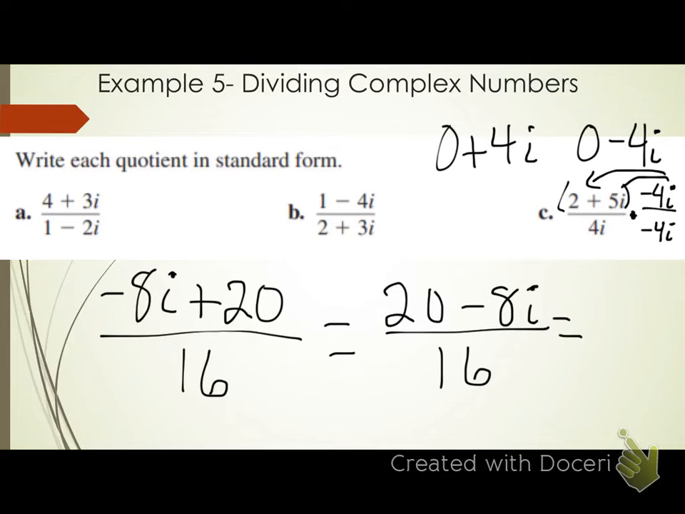20 divided by 4, 5. Negative 8i divided by 4, negative 2i. 16 divided by 4, 4. Is everyone okay with that? Is this now in standard form? It's all reduced. We okay with dividing complex numbers? The main point is multiply by the complex conjugate of your denominator so you can get the i out of the denominator. Questions on example 5? Can I move on?